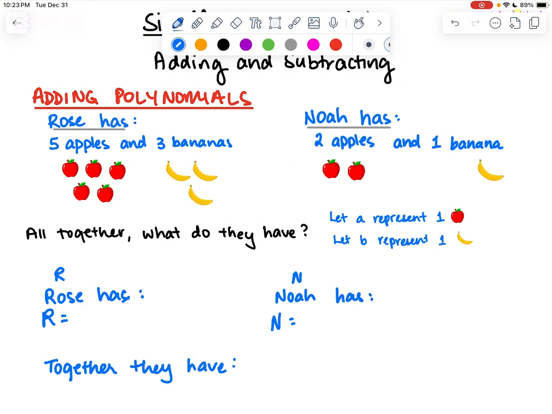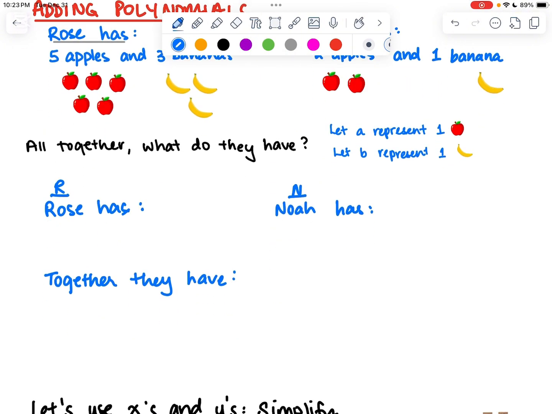So let's take a look at Rose and Noah then. Rose has, we would write this as 5 apples, so 5A. And because she also has bananas, I'm going to do a plus. Now she has 3 bananas, so I'm going to write plus 3B. I could say Rose has 5A plus 3B if I wanted to have an expression for what Rose has.